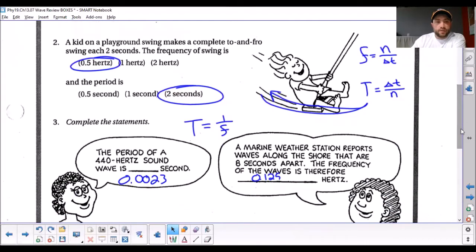A kid on the playground, swinging back and forth, goes to and fro each 2 seconds. Well, remember, frequency is number of waves over time, so that would be 0.5 hertz because it'd be 1 over 2. And the period is the time over the number of waves, so that would be 2 over 1, which would be 2 seconds.